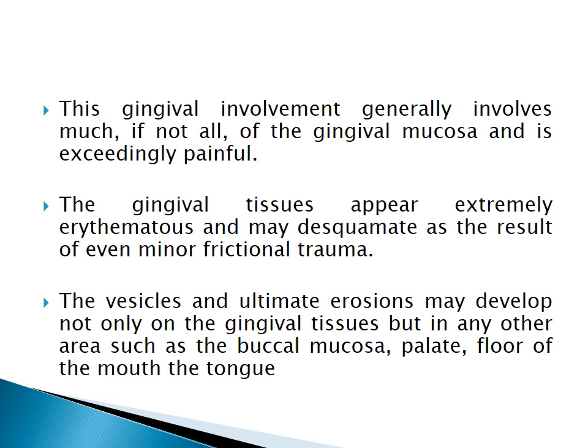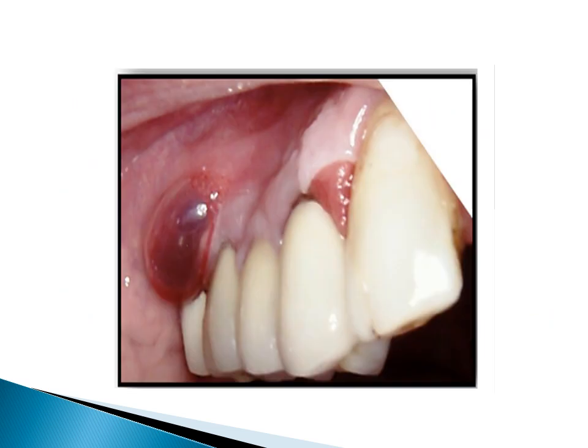The gingival involvement generally involves much, if not all, of the gingival mucosa and is exceedingly painful. The gingival tissues appear extremely erythematous and may desquamate as the result of even minor frictional trauma. The vesicles and ultimate erosions may develop not only on the gingival tissues but in any other area such as the buccal mucosa, palate, floor of the mouth and the tongue. Here we can see the clinical photo for bullous pemphigoid.